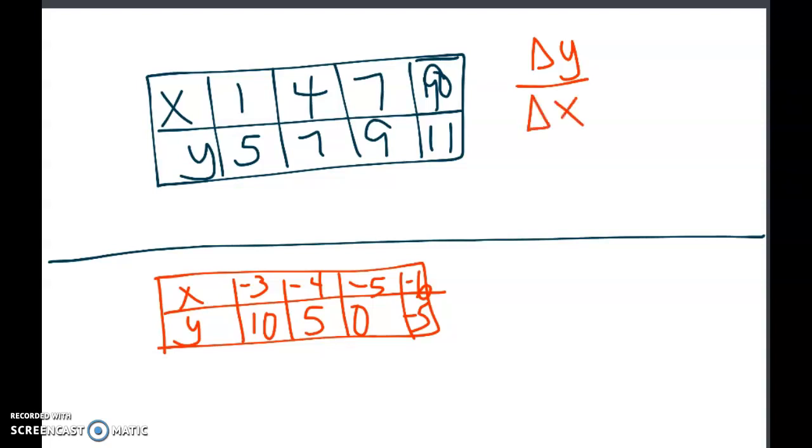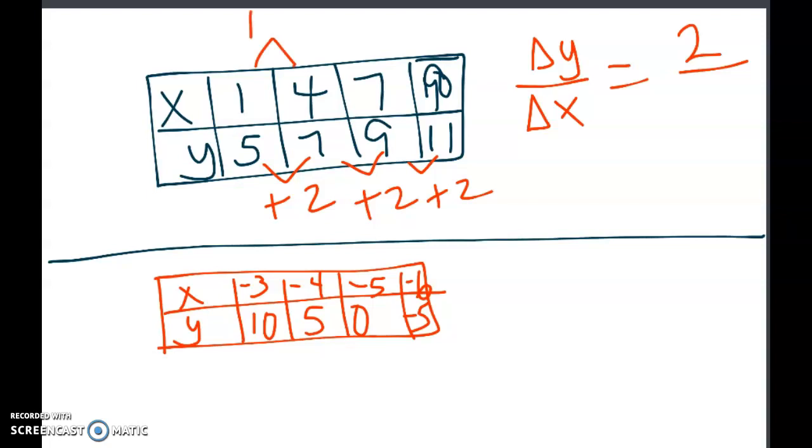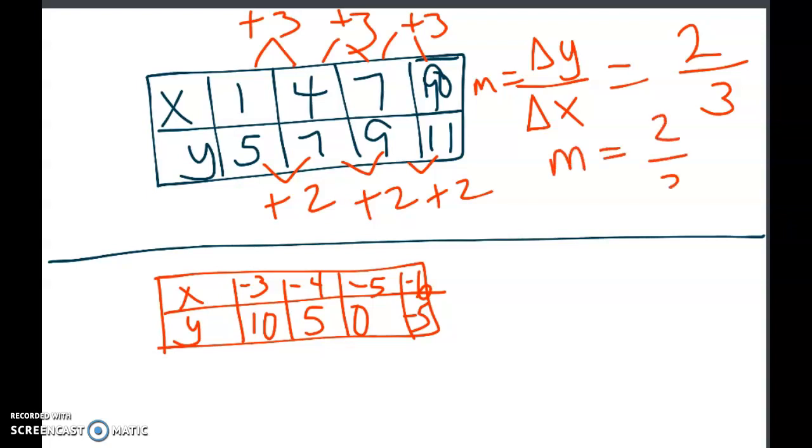So what you have to do is first figure out how y is changing. So you can see here that 5 plus 2 is 7, plus 2 is 9, plus 2 is 11. So your change in y is 2. And then you do the same thing for the change in x. To get from 1 to 4, you add 3. 4 plus 3 is 7, and plus 3 gives you 10. And so your change in x would be 3. So since slope is the same thing as the change in y over the change in x, your slope is 2 over 3.